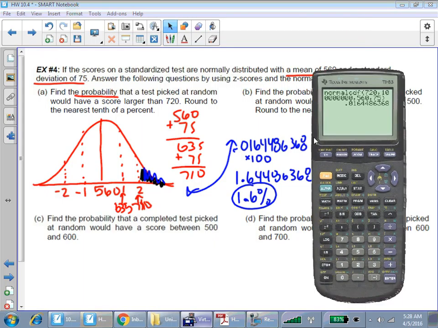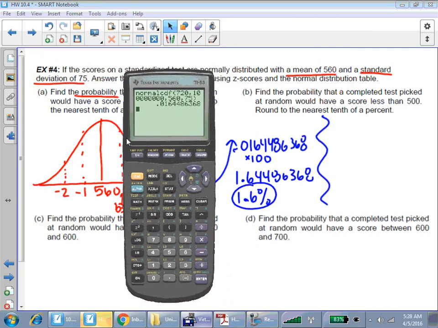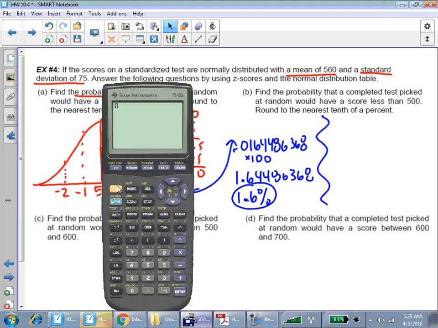Okay, let's try it for another one. So let's look over here at part B. Find the probability that a completed test picked at random would have a score less than 500. Okay, so again, I'm going to go back to my second vars. I'm going to go to normal CDF, and then I'm going to put in lower bound, comma, upper bound. So I need a score less than 500. So is 500 my upper bound or my lower bound? So we have to ask ourselves. Well, if it has to be less than 500, a number less than 500 would be 400. I can't go higher, so 500 is my upper bound.